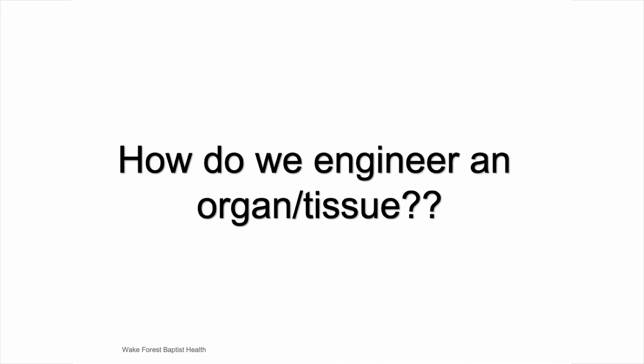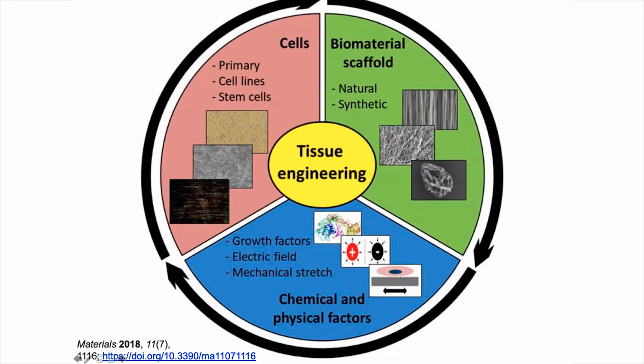So that leads to how do we do this? How do we engineer an organ or a tissue? And there's really a trifecta of requirements. So one, we need a scaffold, we need cells, and then we need chemical and physical factors that inform the cells of their physiological function. And I'm going to go into each of these components in a little more depth.